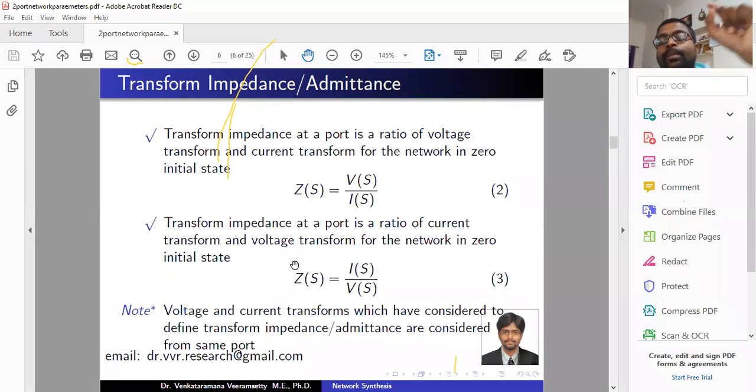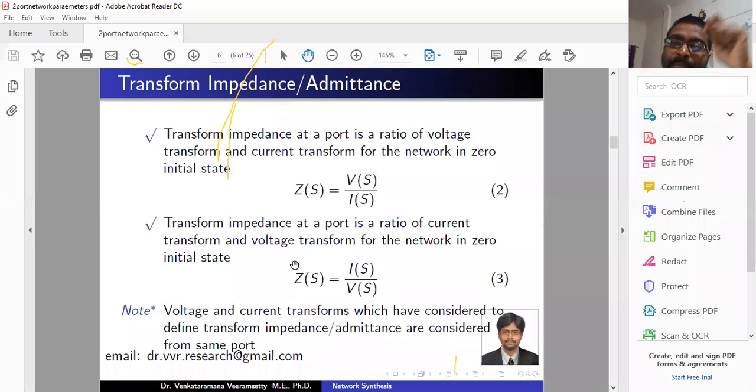By taking the ratio between the VFS and IFS, the transformed voltage and transformed current. If it's admittance, IFS by VFS, transformed current and transformed voltage, right? You have to choose the transformed voltage and transformed current at the same coil, same port where you are going to calculate the impedance.